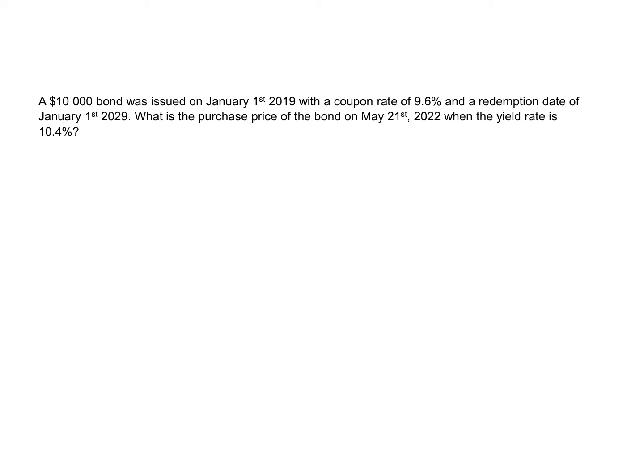Now this last example is a little bit more difficult. This time, the purchase price we're calculating does not fall on an interest payment date. So it gets a little bit more complicated because we have to take the days into account. We have a face value of 10,000. This is our B. B is 0.096 over 2, which is 0.048. We can use that to calculate our payment.